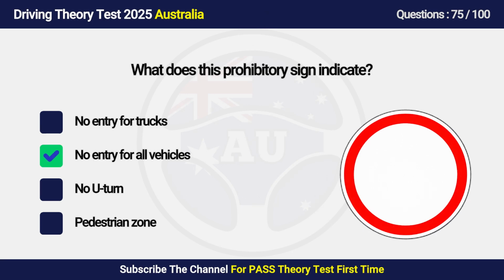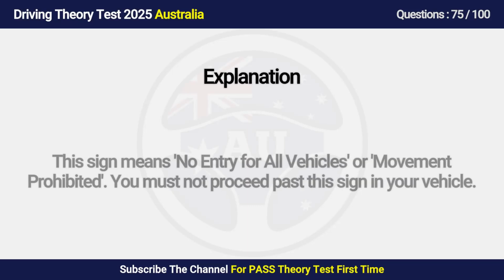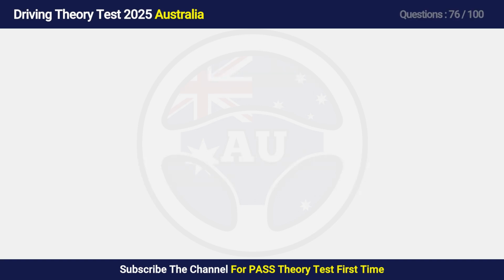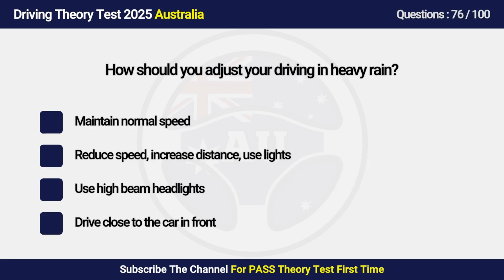Answer is B. No entry for all vehicles. This sign means no entry for all vehicles or movement prohibited. You must not proceed past this sign in your vehicle. Question 76. How should you adjust your driving in heavy rain?